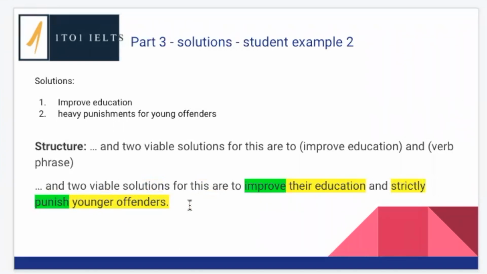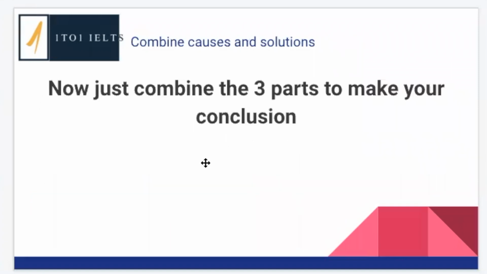So wonderful. We've seen in a couple of examples how we can use this structure to look at the causes, and we've had a look at how we can use this structure to summarize our solutions. The only thing that we have left to do is to put our causes and solutions together. So we are combining these three parts. Part 1, remember, was we have to state the problem. Part 2, we state our two causes. And part 3, we state our two solutions.